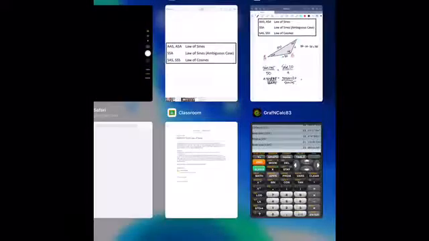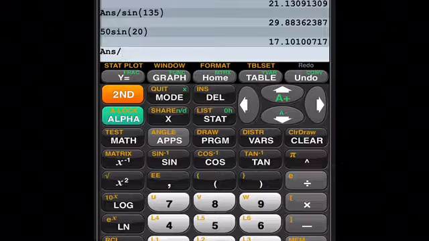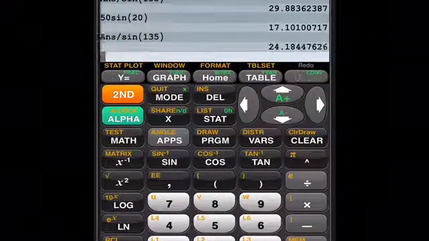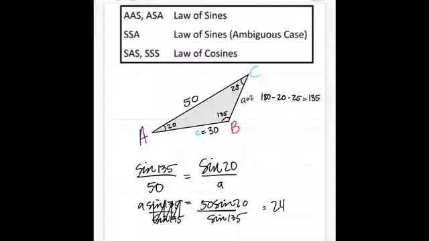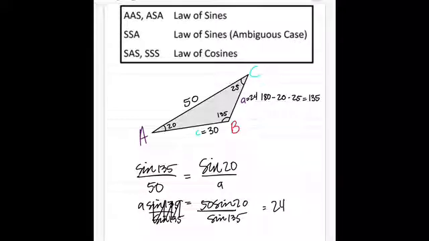So go to the calculator, 50 sine of 20. Hit enter, divide by sine of 135. Hit enter, 24. And we were correct about that. We said that side A would be the shortest of the three. That is correct.